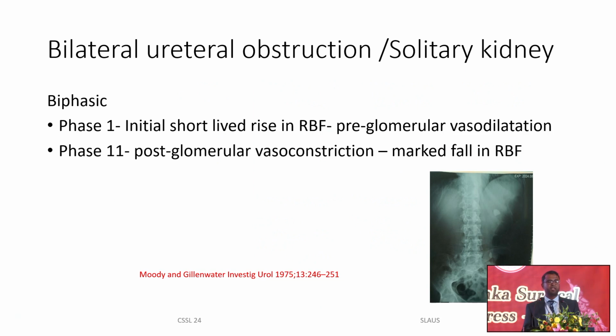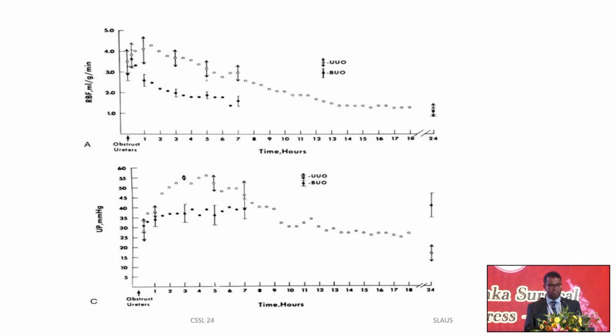What happens in bilateral ureteric obstruction, or obstruction in a solitary functioning kidney or a single kidney? It is only two-phasic, this is biphasic obstruction, and there is a slight rise in the renal blood flow. It is transient due to preglomerular vasodilatation, and later on it will be vasoconstriction, post and pre.